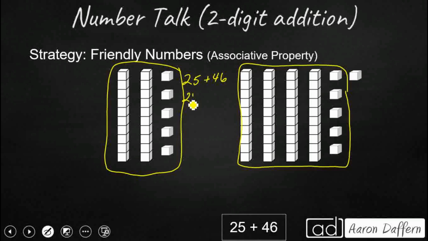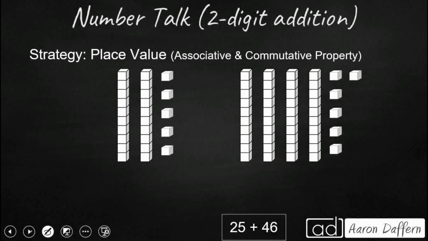So I'm going to keep my 25 together, and I'm going to change my 46 into a 45 plus 1, and I'm going to use that same associative property to shift my parentheses so that I get my 25 and my 45 first. And that's going to be really easy because I can do that in 2 steps. My 5 and 5 make 10, my 20 and 40 make 60, so my 60 and 10 make 70. And I just got 1 left over, so 70 plus 1 gets us back up to our 71.